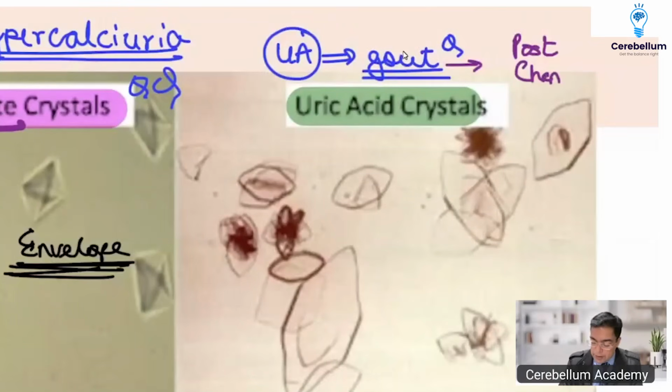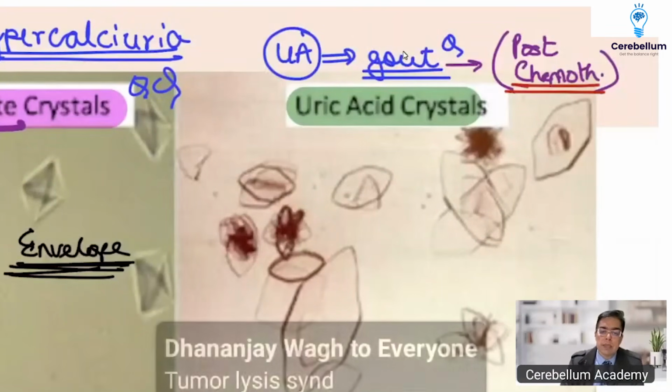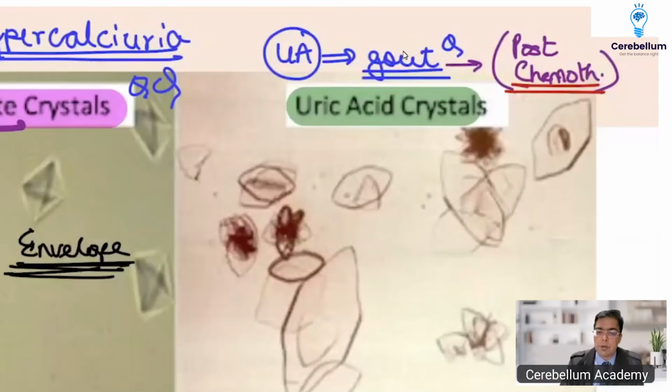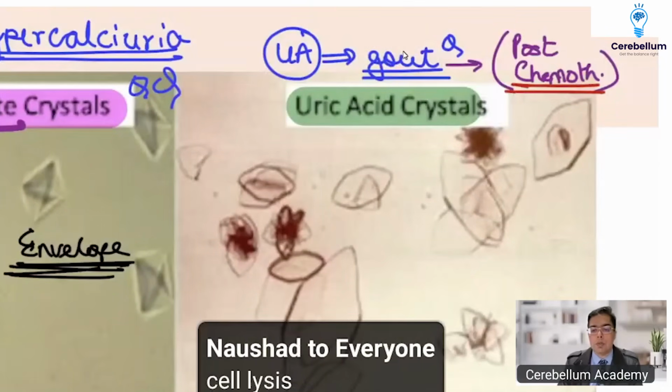Post-chemotherapy. Cancer patients, you are going to be giving them anti-cancer drugs. When you give anti-cancer drugs, a lot of tumor cells die. When tumor cells die, there is going to be a lot of uric acid which is going to be excreted in the urine of the patient. When too much uric acid is excreted in the urine, that is responsible for causing uric acid crystals.